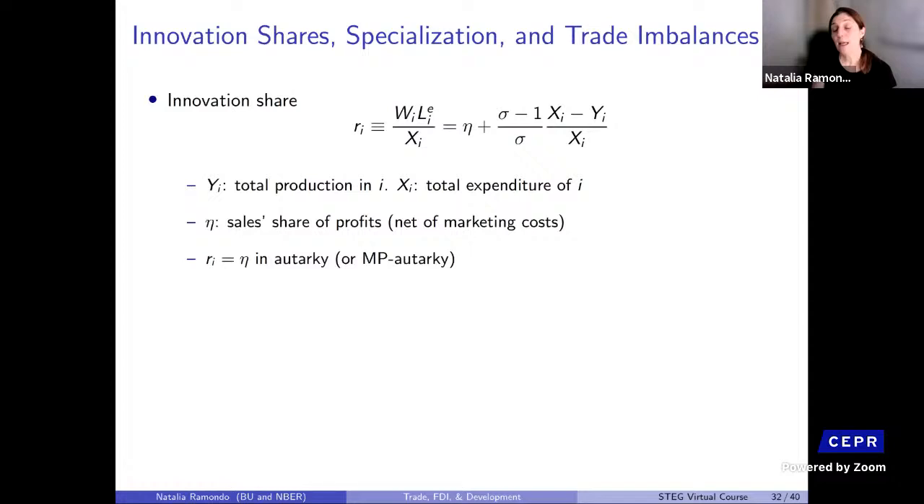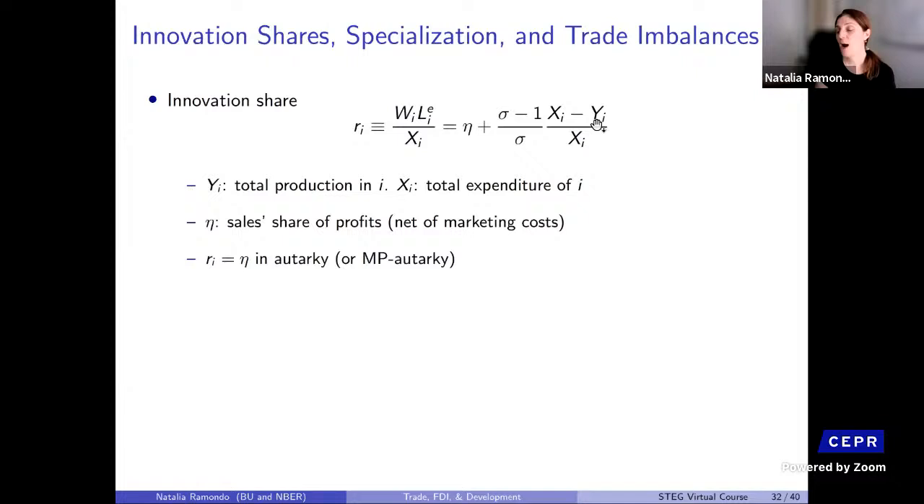As I said, the model has two sectors, production and innovation. So we can see what happens with the innovation share when countries open up or have higher barriers to trade, et cetera. We can compute it in this model, and it's just the fraction of the wage bill to innovation workers over total expenditure. Now, what is this share? Well, it is composed of a parameter that captures the sales share of profits, but it's also the innovation share in autarky. When you open up, you can go up or down from autarky. You go up if X is bigger than Y.